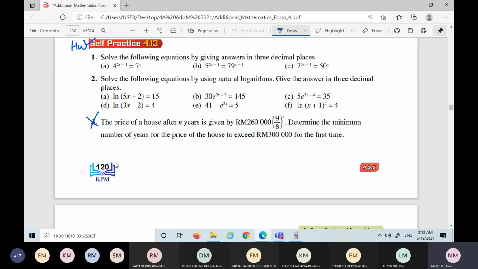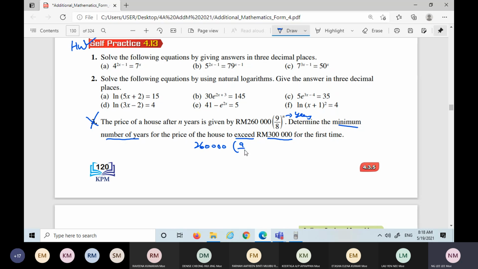The price of a house after n years, where n refers to the number of years, is given by this equation or formula. Determine the minimum number of years for the price of the house to exceed 300,000 for the first time. We don't care about the minimum number of years first. We put this into an inequality: exceed 300,000.